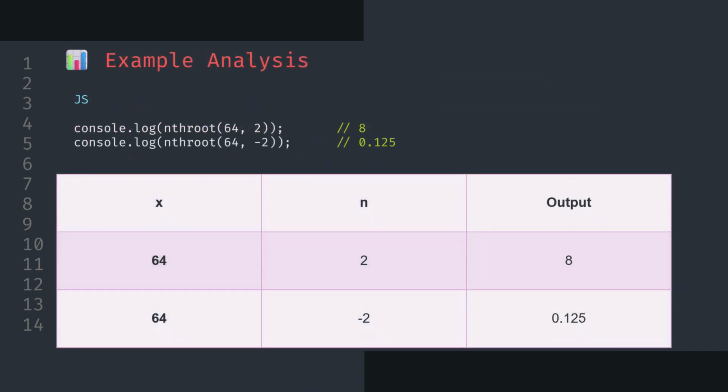Here are a few quick examples. The square root of 64 is 8, and using a negative 2 returns 1 over the square root, or 0.125. This method is powerful for any exponent. You can use it in math tools, calculators, or data apps.